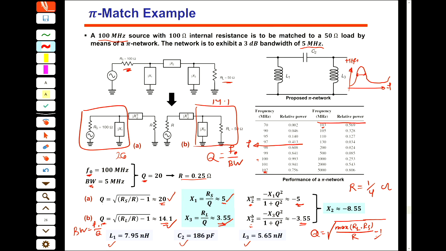Shouldn't it be after 103? No. It should be less than, yes, sorry. Then definitely it is higher than 5 megahertz. And the center frequency shifts to higher than 100 megahertz.